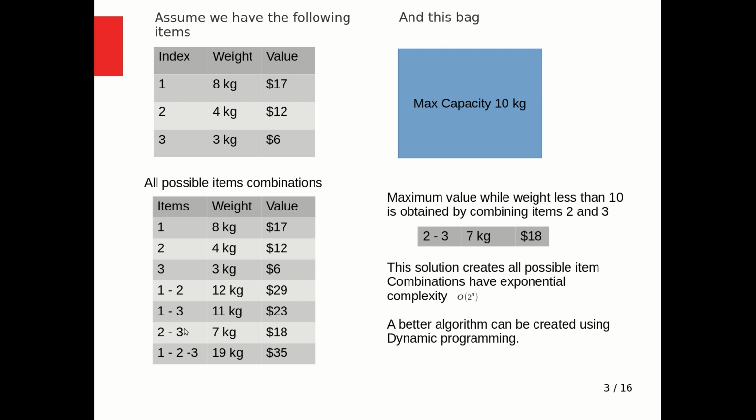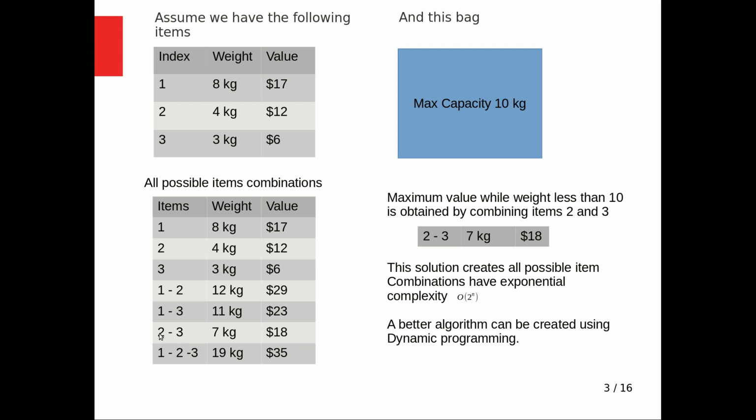Immediately we see that items that exceed the maximum capacity when added together should be automatically discarded. For example, 1 and 2 is 12 kilograms, 1 and 3 is 11, 1, 2, 3 is 19. They do not fit the bag. From those that fit the bag, we see that the maximum value, which is 18 in this case, is being found when the cumulative weight is 7. It's the 2 and 3.